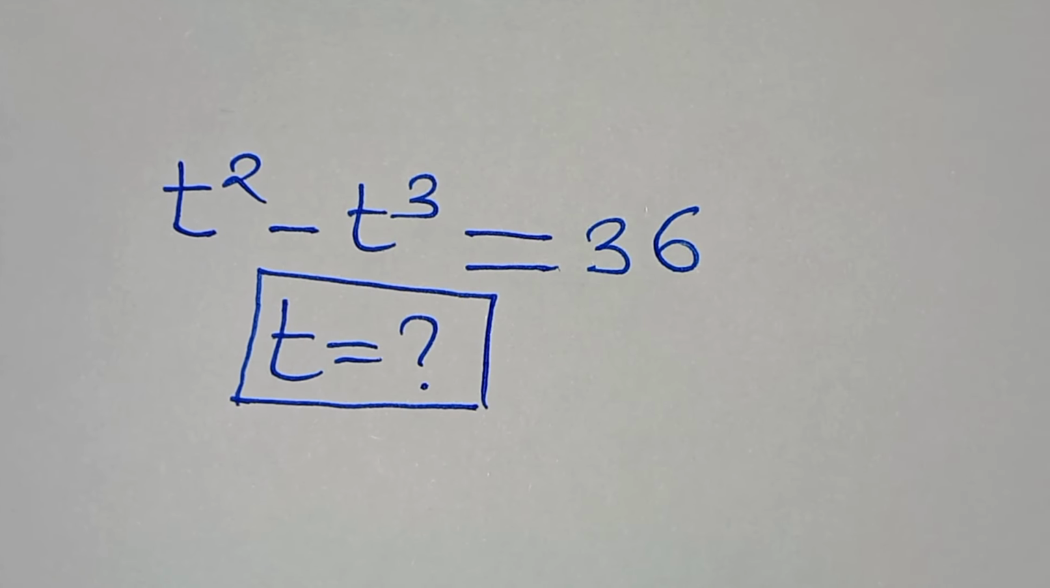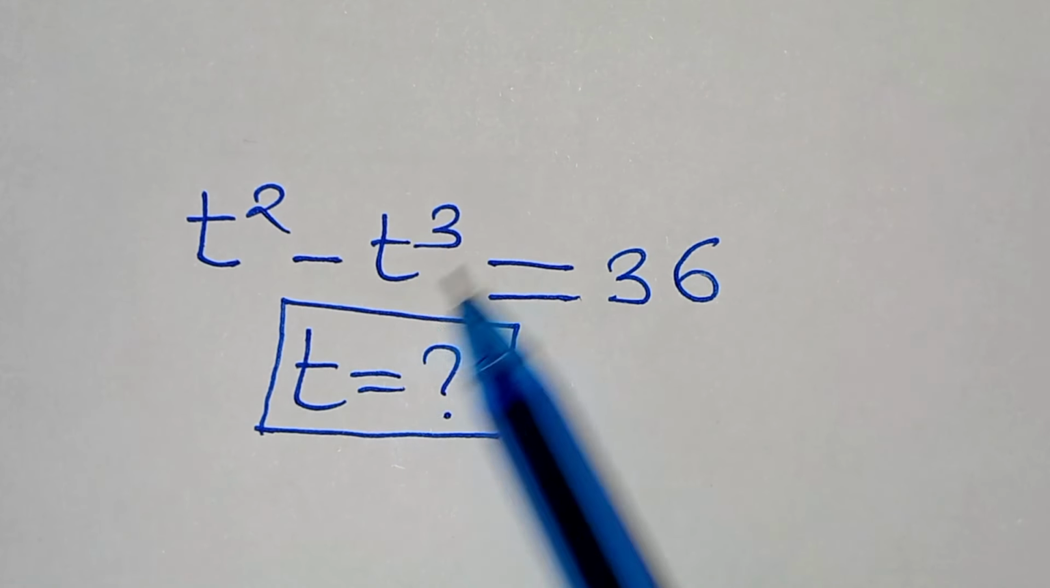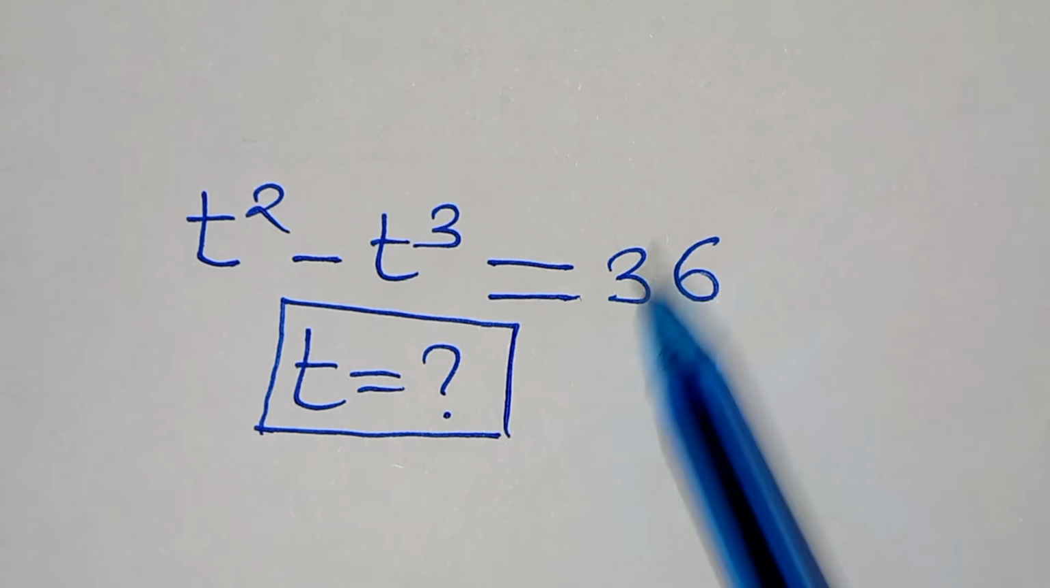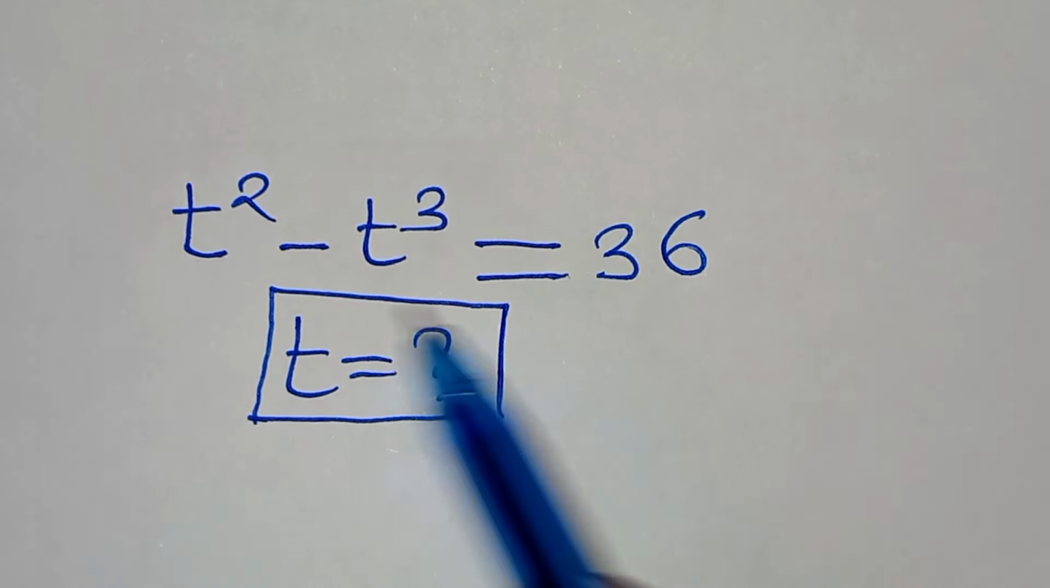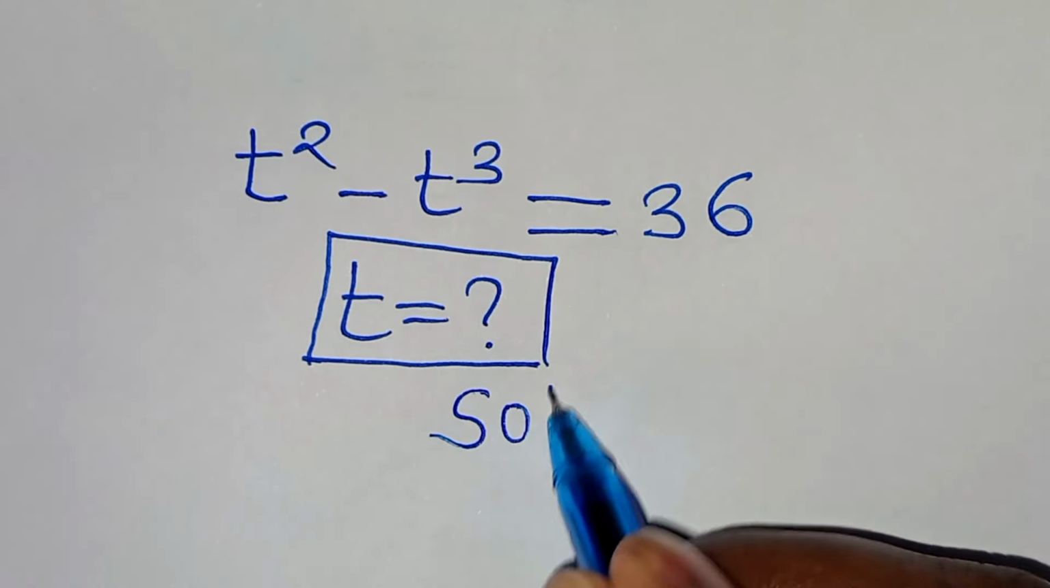Everyone, you're welcome to solve this nice algebra problem, which is t squared minus t to the power of 3 equal to 36. So what are the values of t? Now, let's provide a solution from here.